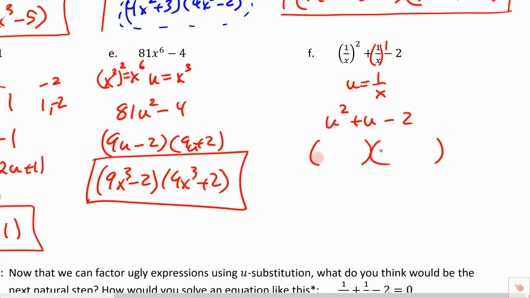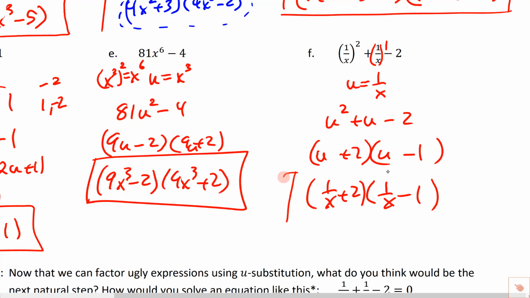This is going to be a u, and that's going to be a u. I need a positive 2, and I need a -1 right here. So let's see. Yeah, they multiply to be -2. They combine to be a positive 1. So I've got the right factoring. And we're just going to reverse the substitution. So this is going to be 1 over x plus 2 and 1 over x minus 1. Okay, so not too bad, hopefully. Weird technique, but it does work.